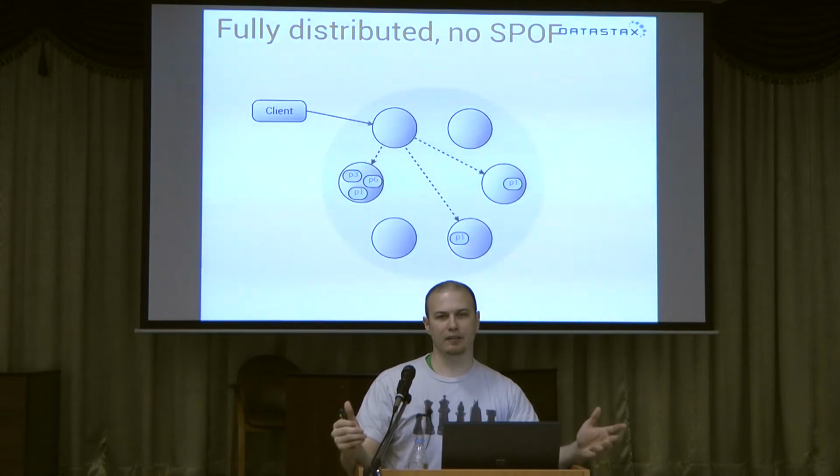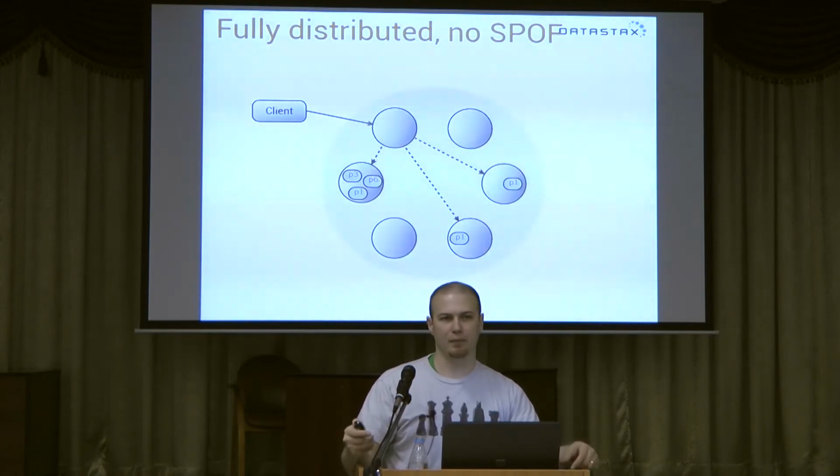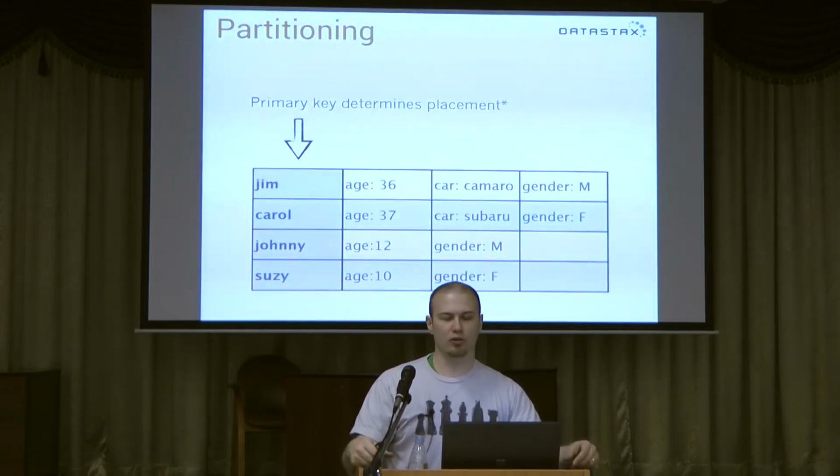And so in this diagram, the client is talking to a Cassandra machine in the upper left that doesn't own the data being updated, but it can send that update to the appropriate machines that actually do own that data. So what we use to decide who actually owns the data is an algorithm called consistent hashing.